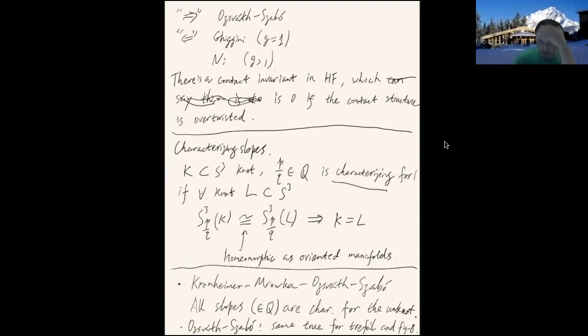So Ozsváth and Szabó proved that all slopes are characterizing for the trefoil and the figure 8. So I think these knots are all the knots for which all characterizing slopes are known.